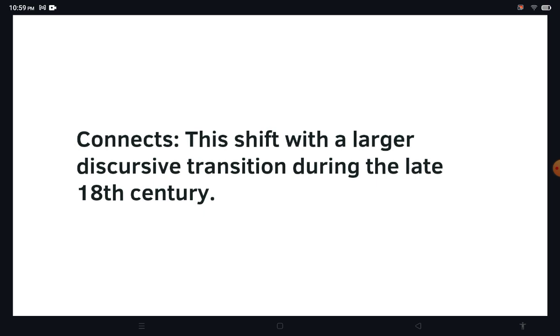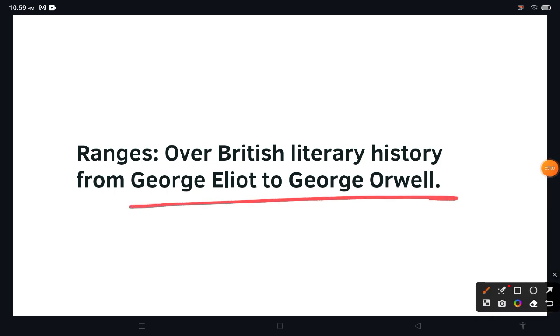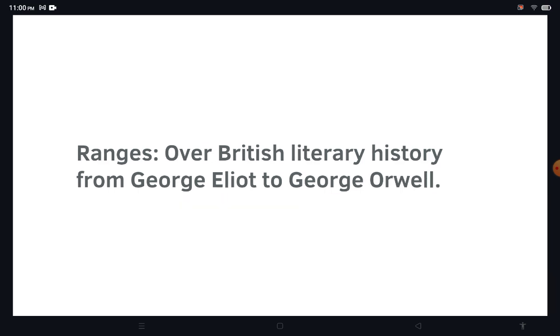Then he connects this shift to a larger discursive transition during the late 18th century. He ranges over British literary history from George Eliot to George Orwell. So this is very much important.